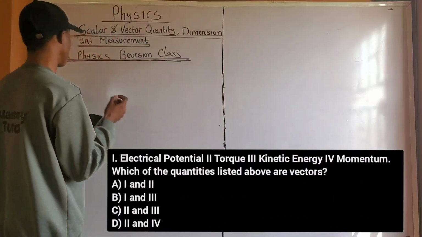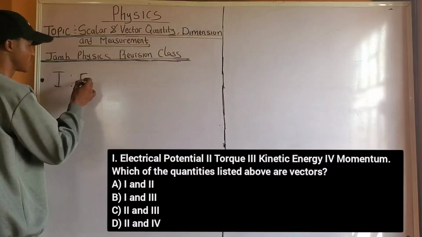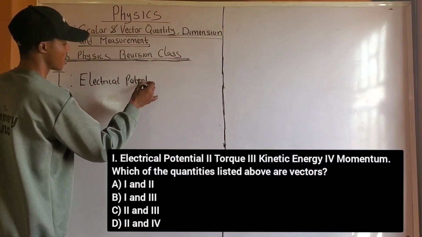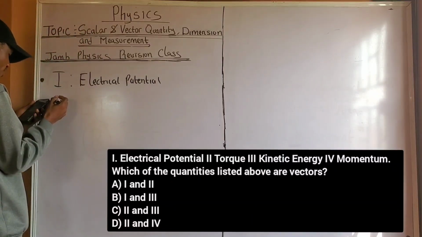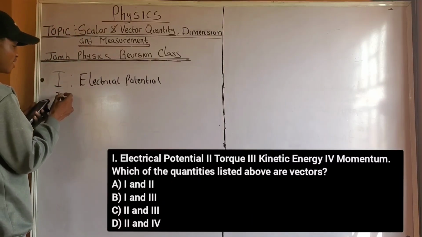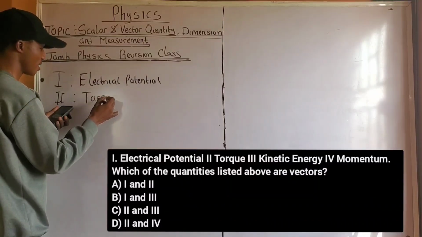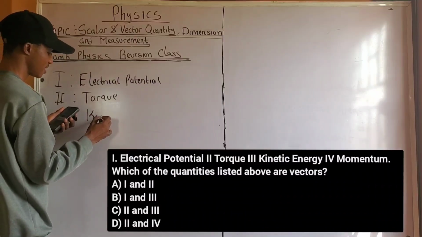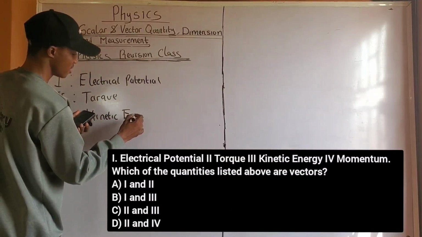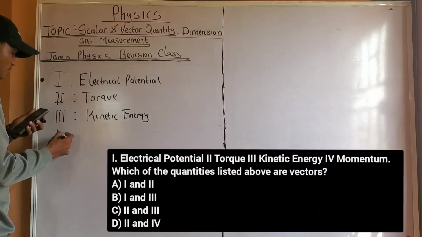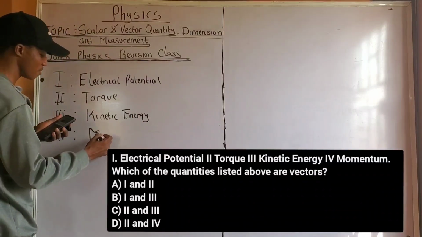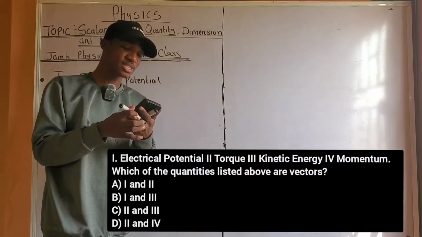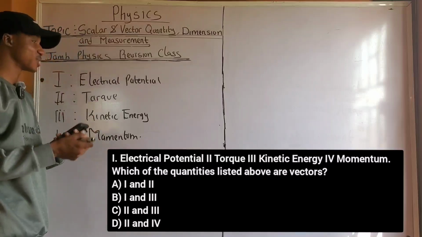I represents electric potential. II represents torque. Roman figure III represents kinetic energy. And the fourth, we have momentum. Now, the question is, which of the quantities listed above, listed on the board, are vector quantities?